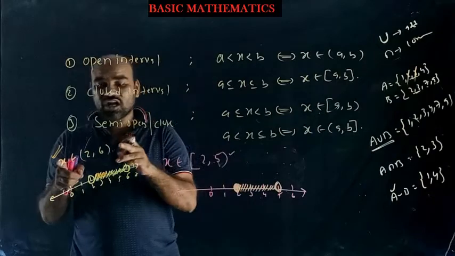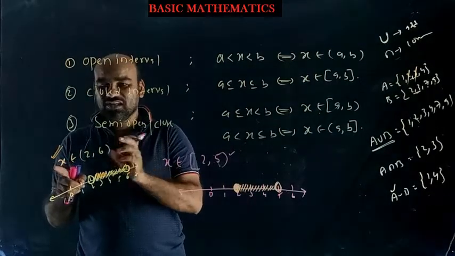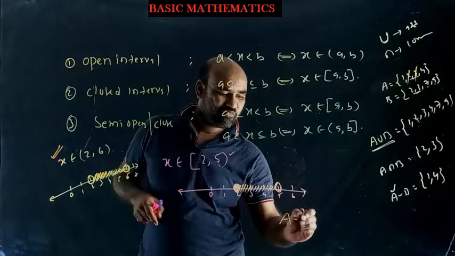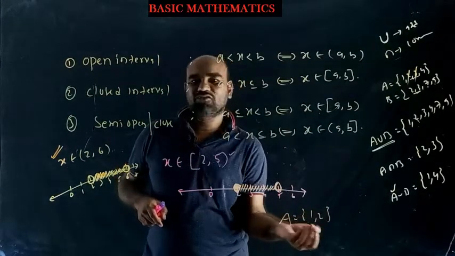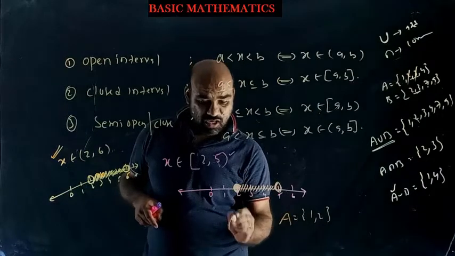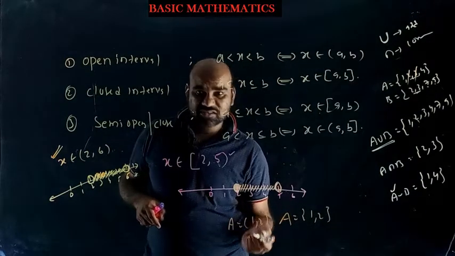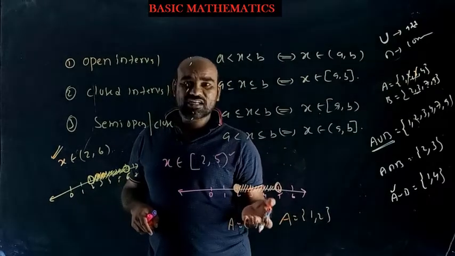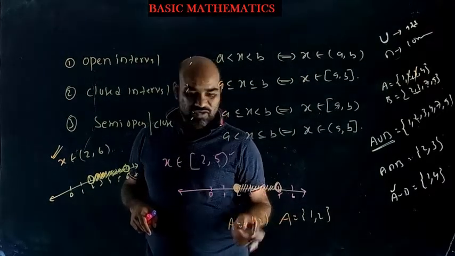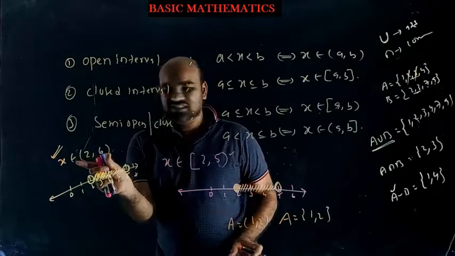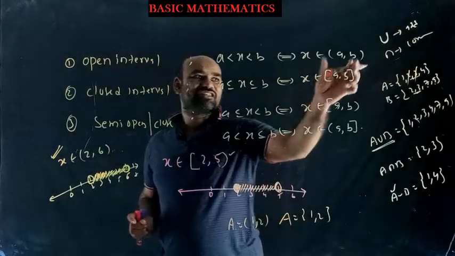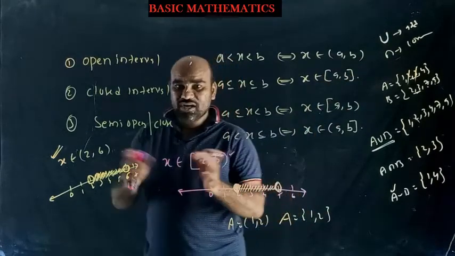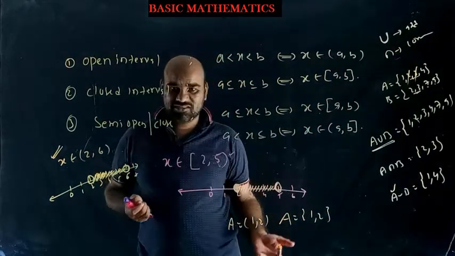This is also one of the set representations. This is an infinite set. For example, A is given as {1, 2} means this is a finite set, only 2 elements. A is equal to open bracket 1, 2 means it's not a finite set, it is an infinite set. Infinitely many real numbers are there between 1 to 2. Okay, so this is the representation of an infinite set. So open intervals are also another form of a set.